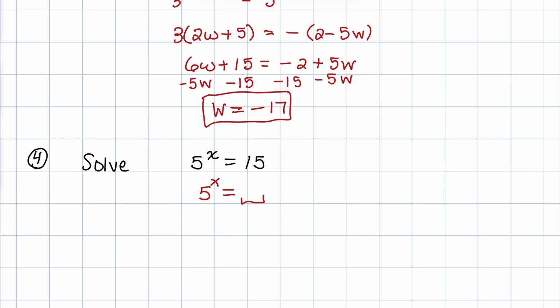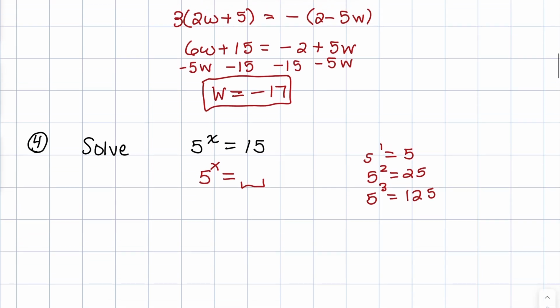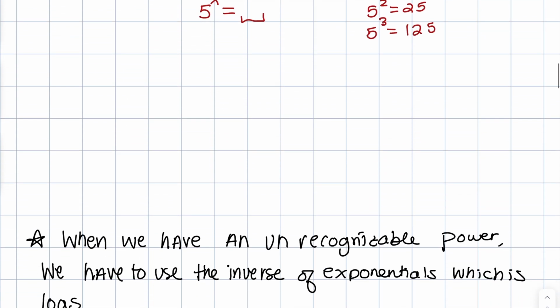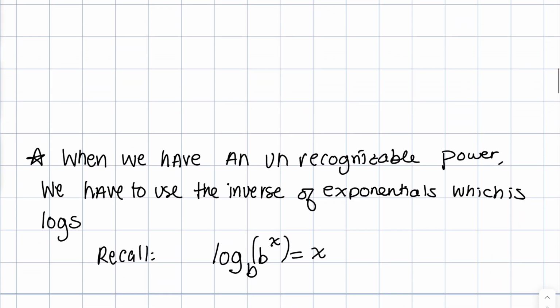Well, we know 5 to the first power equals 5. 5 squared equals 25. 5 cubed equals 125. Unfortunately, 15 is not in that mix. So at the moment, we don't really know how to solve this. So when we have an unrecognizable power, we're going to have to use the inverse of exponentials to get that x down and by itself.